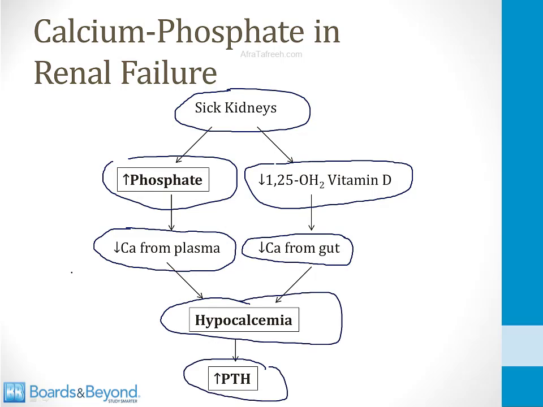In addition, you often classically see elevated phosphate levels in patients with renal failure, and they often take drugs called phosphate binders to lower the phosphate level.